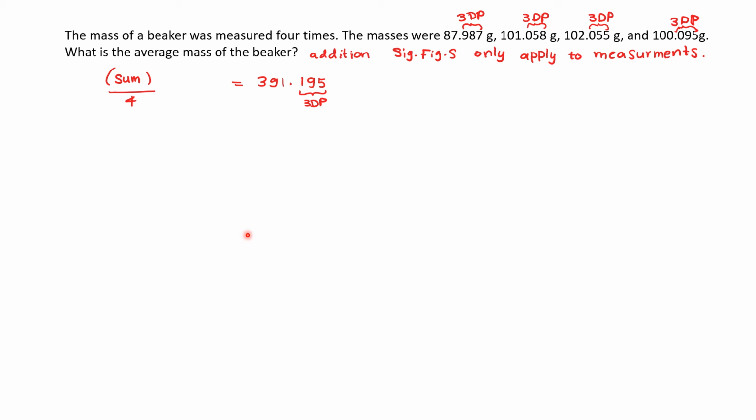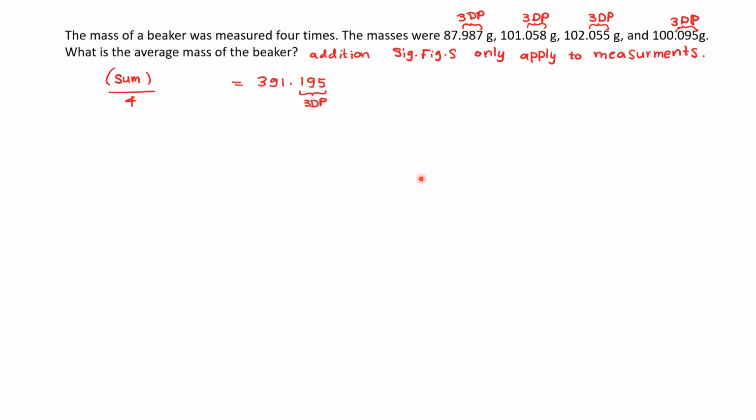The mass of a beaker was measured 4 times. The masses were 87.987, 101.058 grams, 102.055 grams, and 100.095 grams. So now we are going to find the average mass of the beaker.